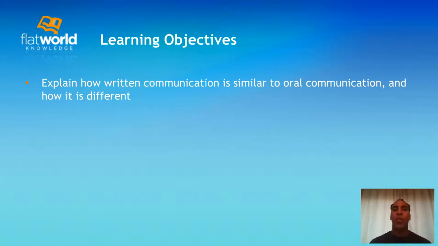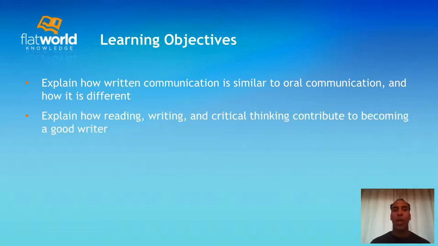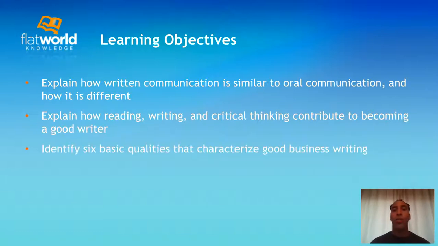Our learning objectives for this chapter: explain how written communication is similar to oral communication and how it is different, right? There are some similarities and there are also some differences. Explain how reading, writing, and critical thinking contribute to becoming a good writer. If you understand something, I can guarantee that you will write about it much better than if you don't.